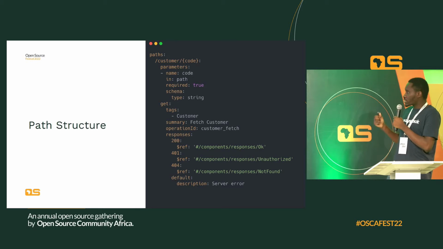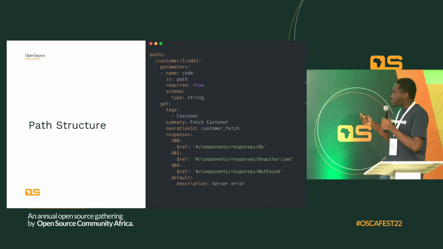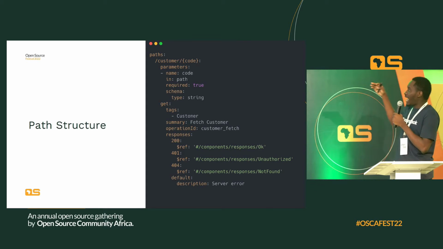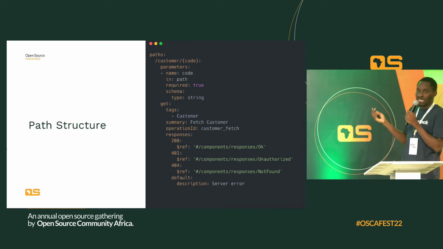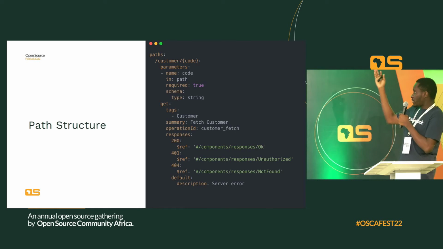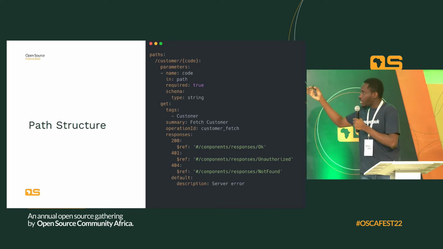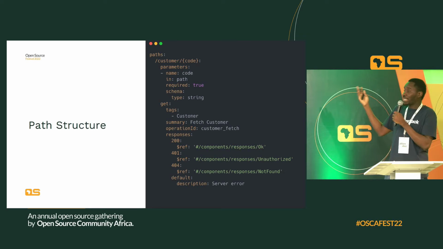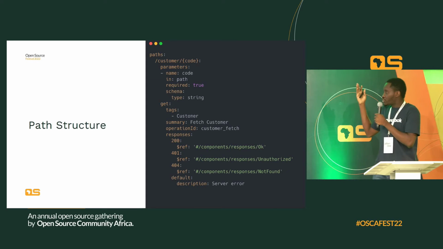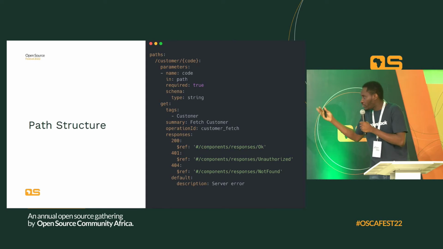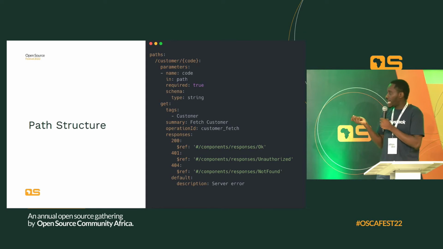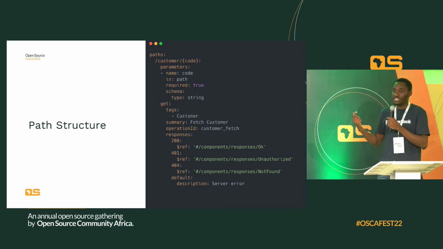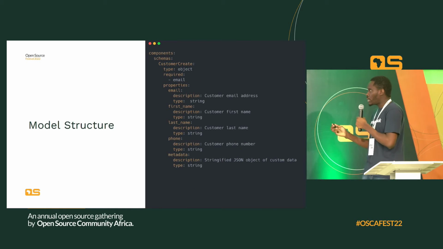So next thing is, what does a path structure look like? If you see this, you can see that it's human readable, and it's easy for anyone to understand. So you have the path, you have the parameters that this path can take. You have the tag, which shows what category this is based on. The summary, we have the operation ID. Then we have the responses. And in the responses, you can see that it has a ref on it, which is referencing a model under the component.